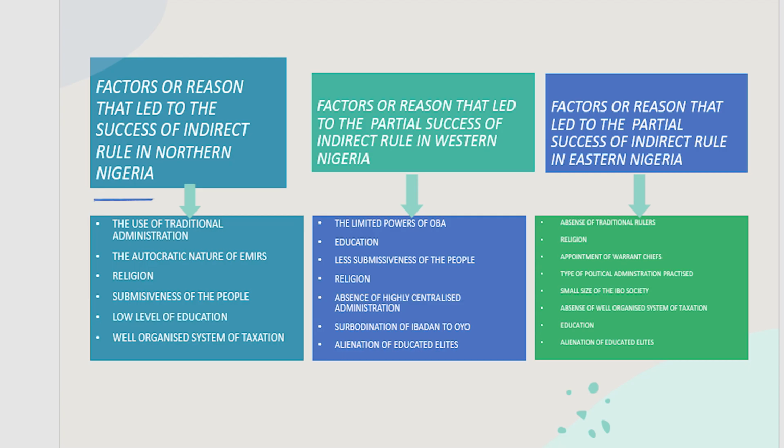They make use of traditional administration. The emirs, they make use of them in the administration, which the people feel that they are not being sidelined, that the system is still favoring them. Two, the autocratic nature of the emirs.